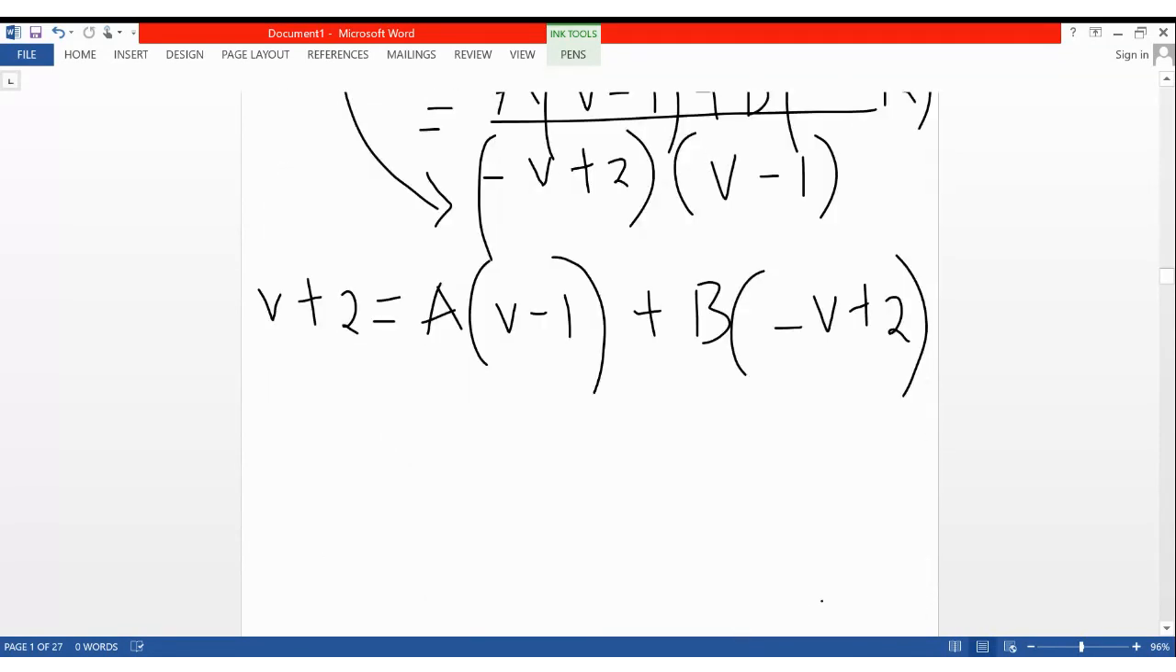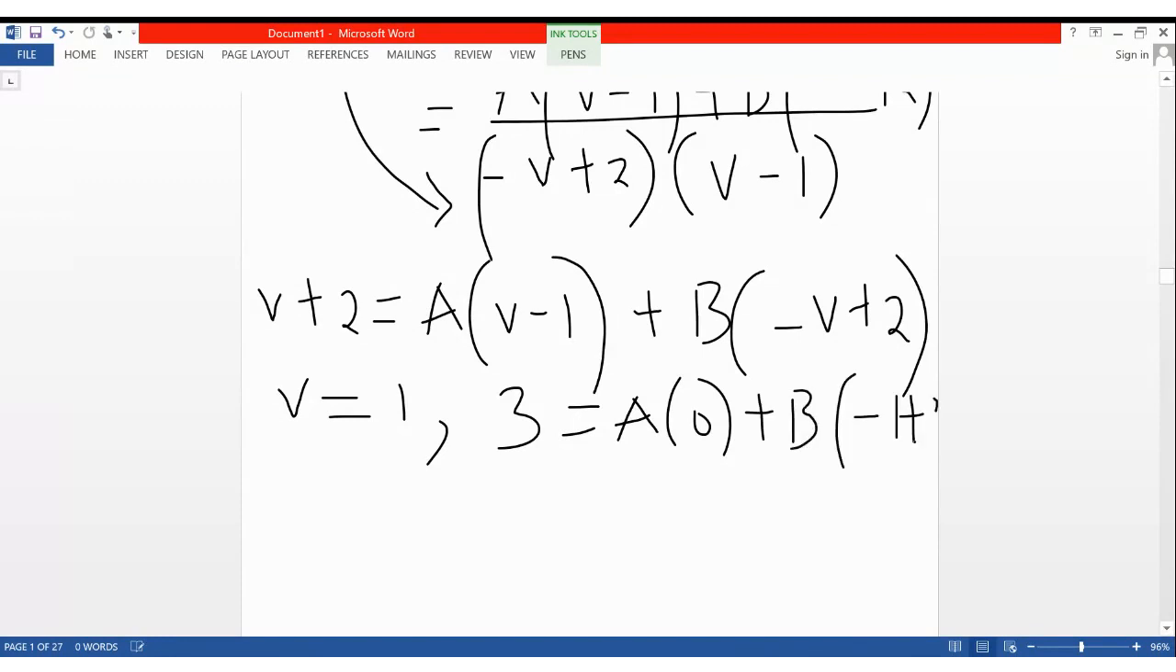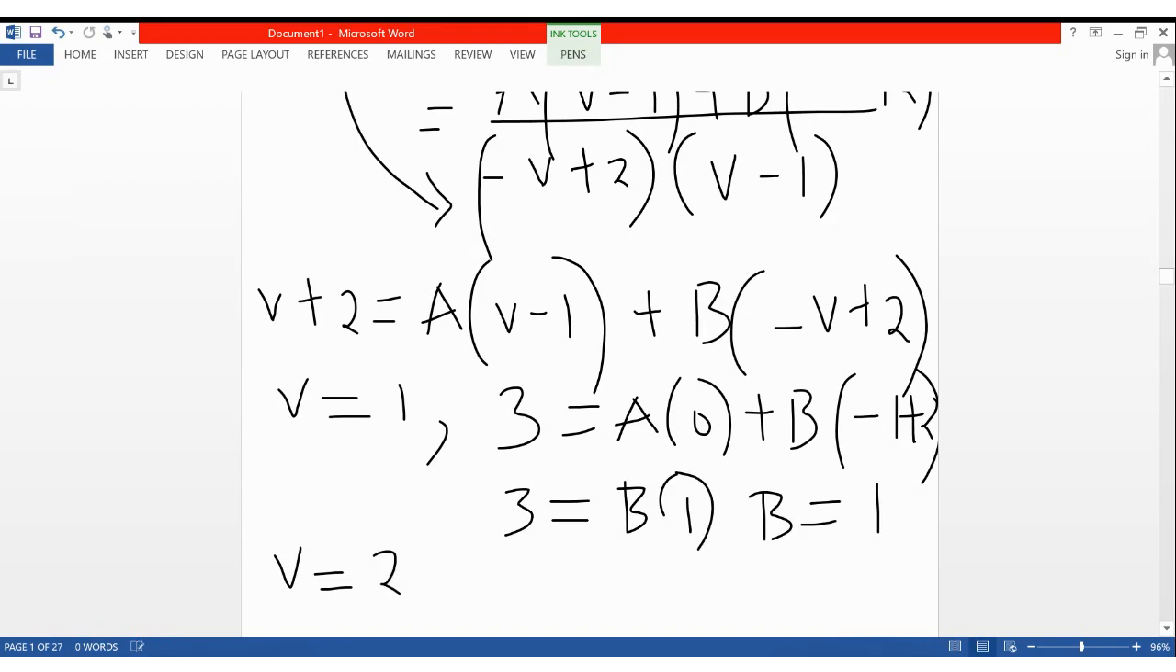When v equals 1, we shall get 3 equals A times 0 plus B times negative 1 plus 2. So it means that 3 will be given by B times 1. So B will be 3. And then I can choose another value to eliminate B, by choosing v to be 2. So I'll have 2 plus 2, that is 4, equals A times 2 minus 1 plus B times negative 2 plus 2. When you do that correctly, A will be 4.